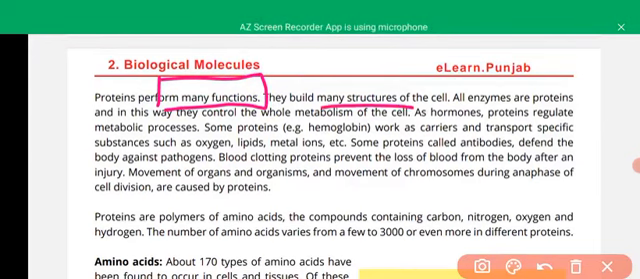They build the structure of the cells. Enzymes are proteins, and some hormones are proteins that regulate the metabolic processes. Some proteins, like hemoglobin, work as carriers and transport specific substances like oxygen, lipids, and metal ions. Some proteins are antibodies. They defend the body against foreign invaders. Blood clotting proteins help in blood clotting. The movement of organs and organisms is also carried out by proteins.